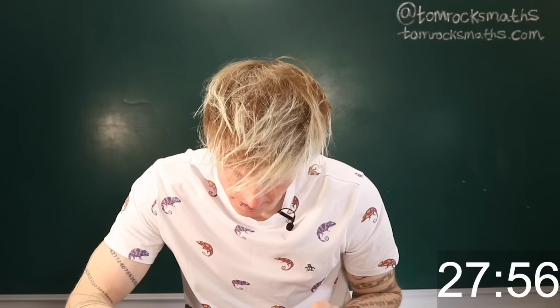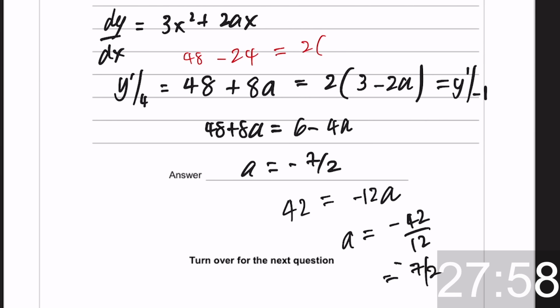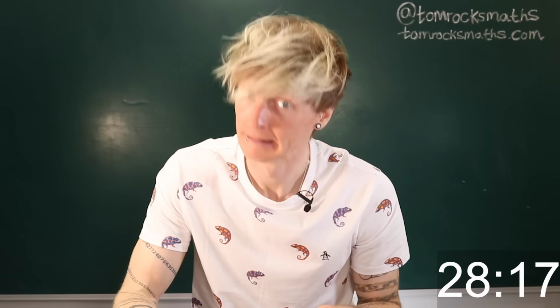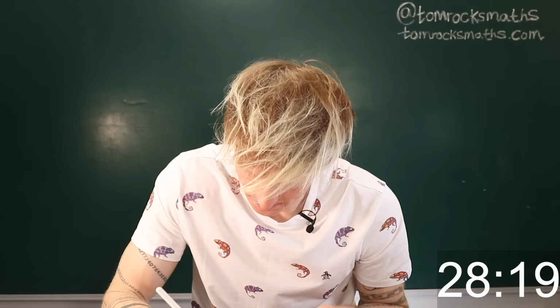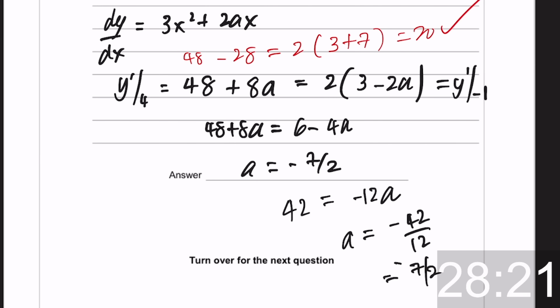Check that makes sense. In red again. So 48 minus 8 lots of that. So that's minus 4 lots of 7. So minus 28. And I need that to equal 2 lots of 3 minus 2a, 3 plus 7. Excellent. Whoops, not 70. 7. 48 minus 28 is 20, and 2 times 10 is 20 on both counts. Yes. Okay, a is minus 7 over 2.